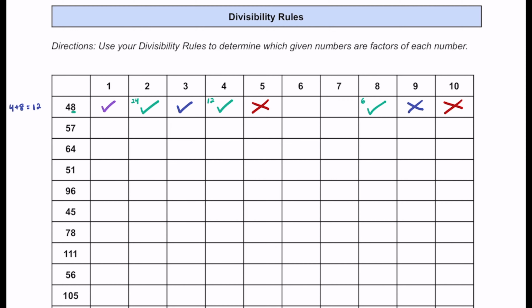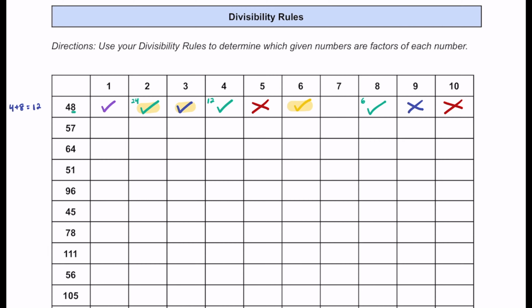Okay. Now, when we go ahead and try 6 and 7, just keep in mind that for 6, this one goes off of 2 and 3. So if 2 and 3 both work, then 6 must also work. So we can go ahead and check off 6 here just because 2 and 3 both work, okay?